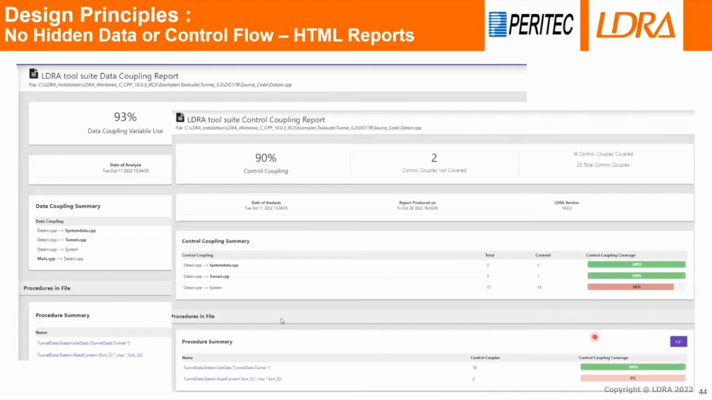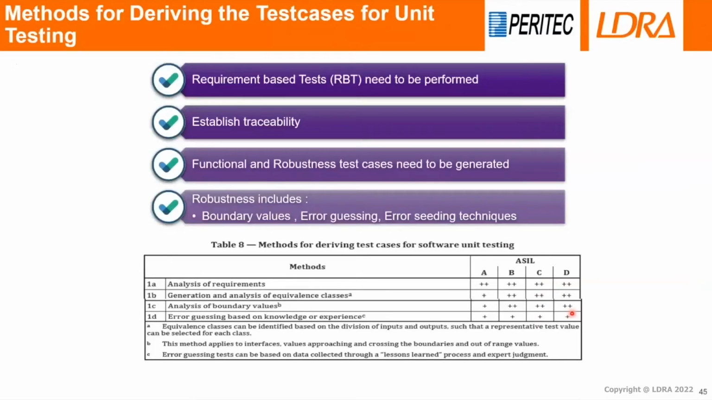And also control coupling reports are available. The tool can analyze how many control couples are there in a file, and how many control couples are covered and how many are not covered. So it gives you the calls from this file data.in.cpp to system.cpp, and there are 17 calls and 15 calls are covered. That is the reason it is 88%. So ideally 100% coupling needs to be there whenever you do a software integration level test, component integration level test.